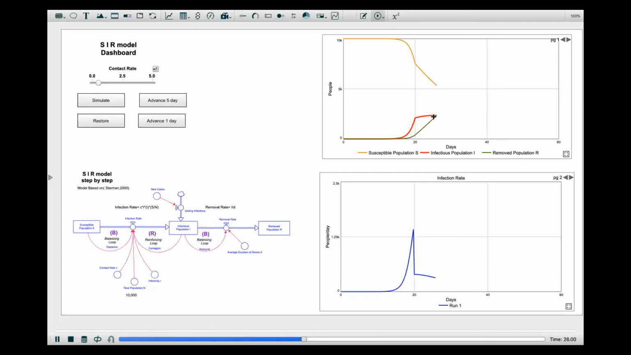We see that the number of recovered is high, so this means things are okay. It's not only the cases; you can also see that the number of people recovering is growing. That puts another layer of safety. So now let's increase the contact rate.